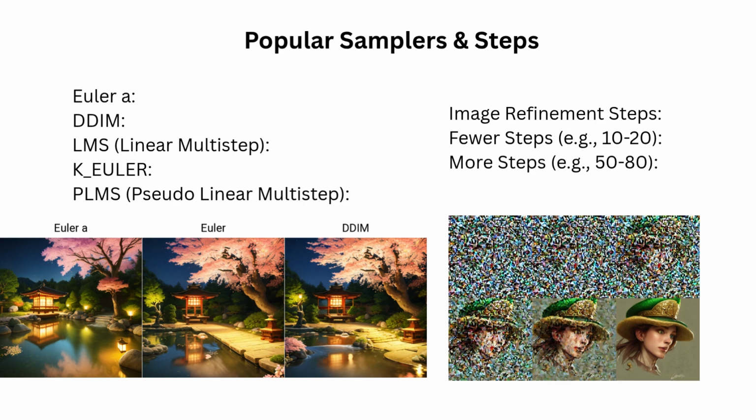You must also include the steps. Steps control the image refinement process. An image with more steps shows more detail and clarity. Steps range from 1 to 100. I like to use between 50 to 80 steps for achieving high quality.